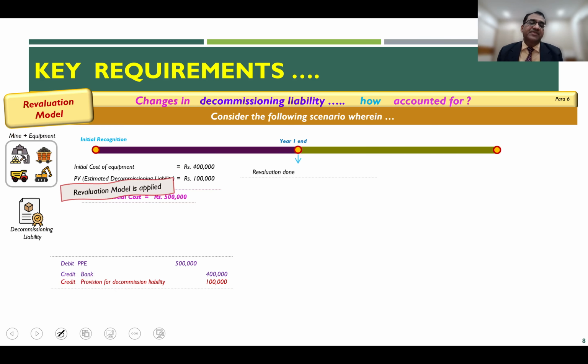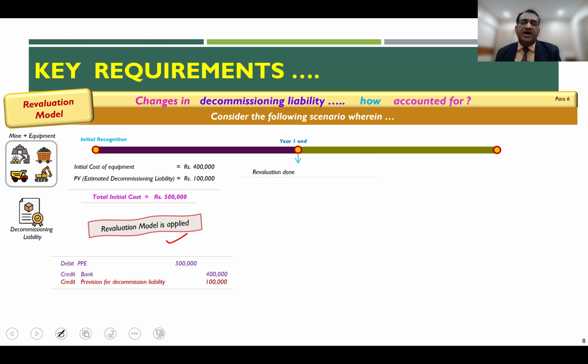Now what happens? Let's say at the end of year number 1, and of course we are talking about the revaluation model being applied by the entity, the entity revalues its assets. The entire PP&E, consisting of both the equipment and the decommissioning liability. Revaluation is done at the end of year number 1.